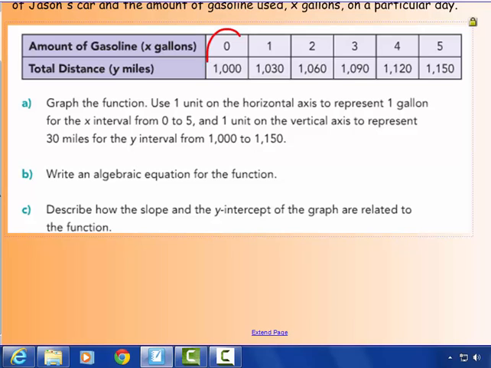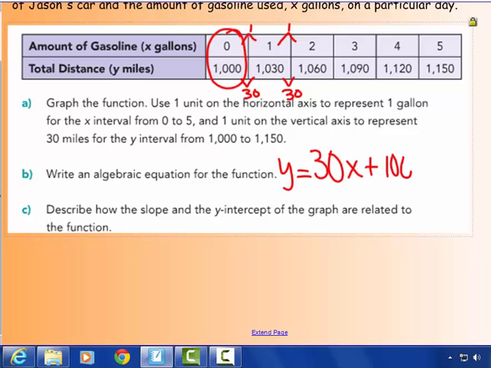Well, here's my y-intercept. And now I've got to figure out my slope. Well, my slope is going up by 30s for every increase in my x of 1. So delta y over delta x is 30 over 1. So my equation is y = 30x + 1,000, my y-intercept.